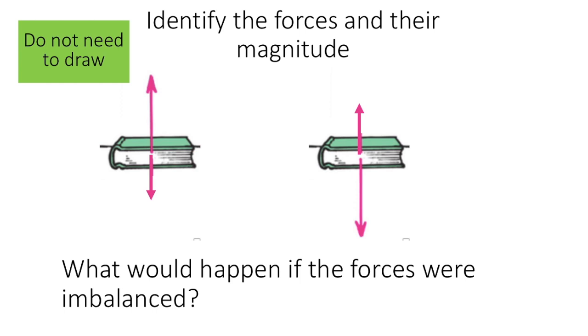Now you don't have to draw this, but notice here that the arrows have changed. Here we have the normal force greater than that of gravity versus in the second scenario we have the normal force smaller than that of the gravity. In both of these situations, what would happen if the forces were imbalanced? So with this one here, if gravity is less than the normal force, then we know that the book would then be flying upwards or being pushed upwards. And in the second scenario, we know that because the arrow for the normal force is less than that of gravity, that means the book would be moving in the downwards direction.